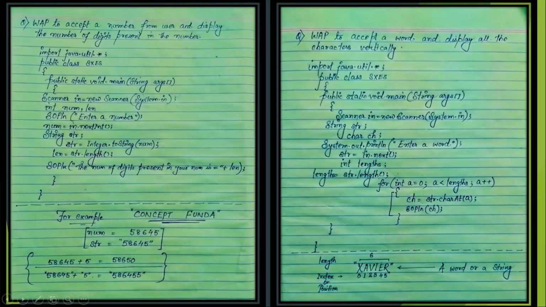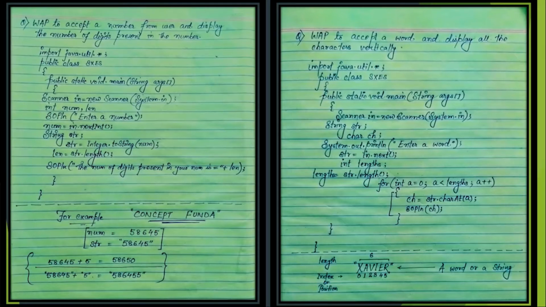The program states, write a program to accept a number from user and display the number of digits present in the number. Okay. What is the difference between a number and a digit? Digit comprises of 0 to 9. But 10 is not a digit. In fact, it is a number. 10 and so on till infinity, those are numbers.